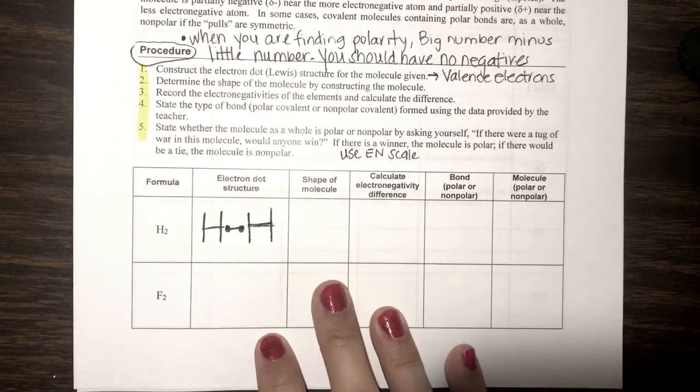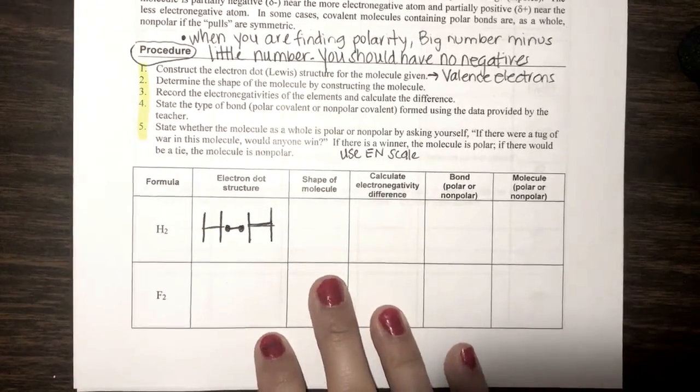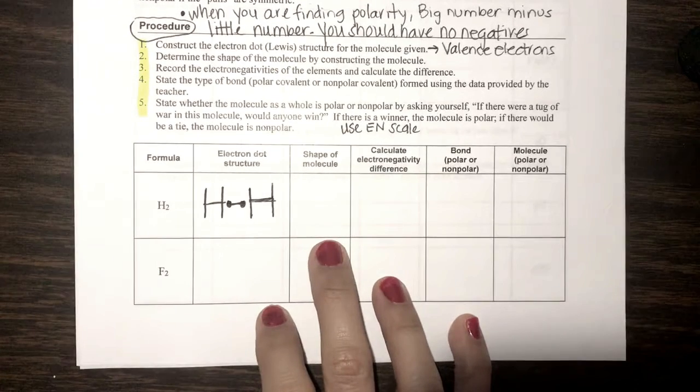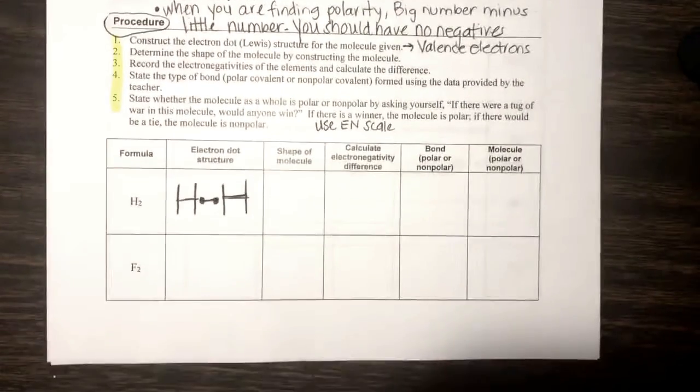Okay? The shape of the molecule. Are there any lone pairs in this? Do we see any 2 that are just left alone? No. So what do we think this shape would be? I mean, you could use your molecules. So I just have 2 hydrogens.